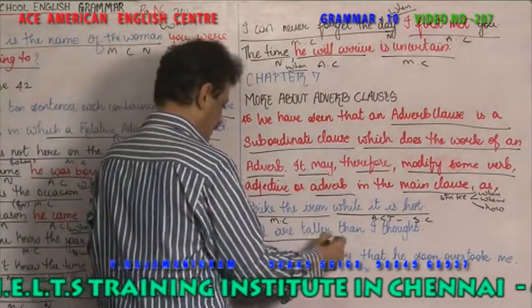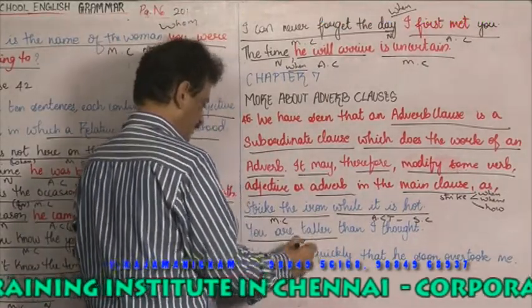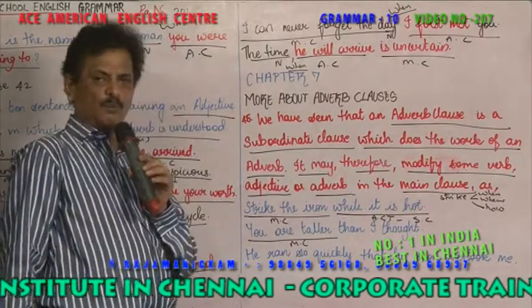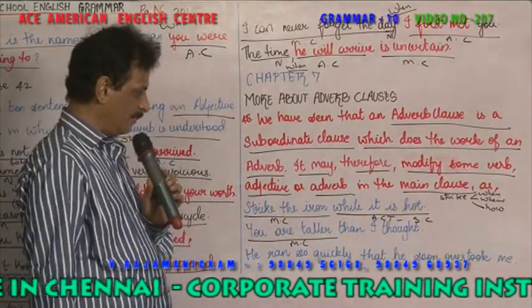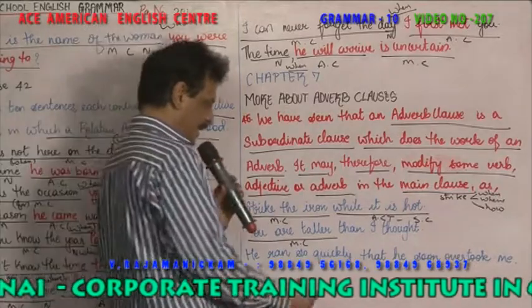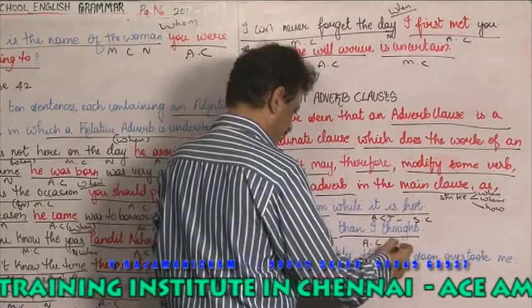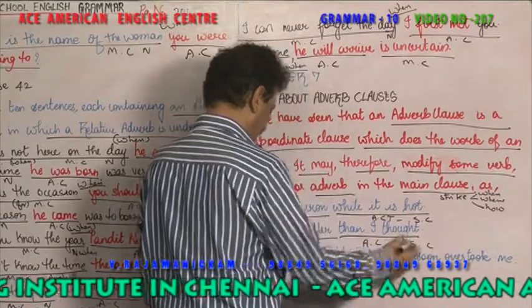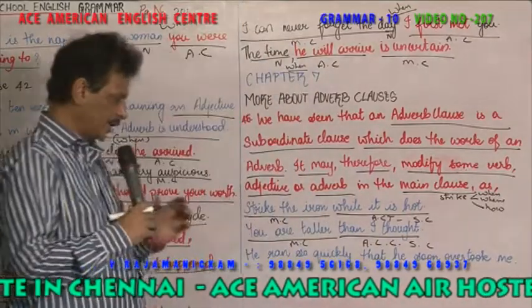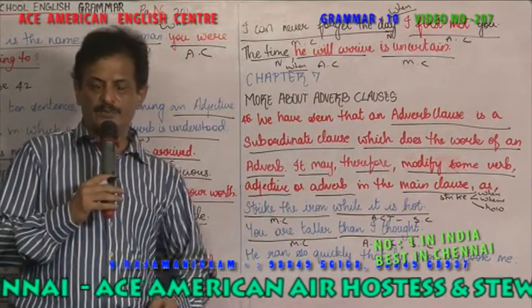You are taller. It is the main clause. Compared to whom? You ask a question. Than I thought. "Than I thought" becomes an adverb clause of comparison. So it is a subordinate clause which has a connection with the main sentence. So what is that?